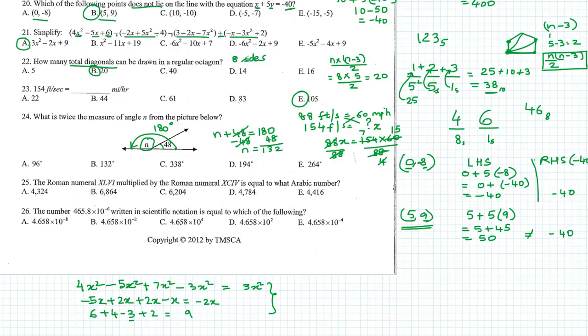Now the question is, what is twice the measure of angle N? So that means they are asking for 2 times N. Now 2 times 132 is 264. So let's select E as the answer.